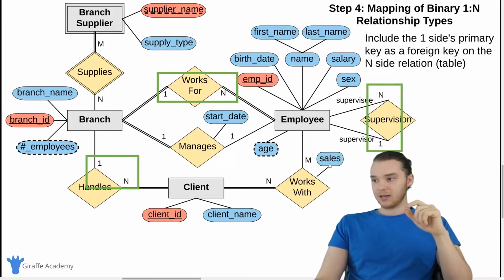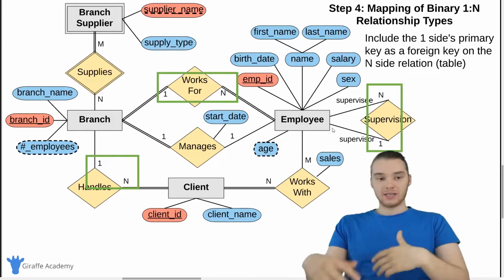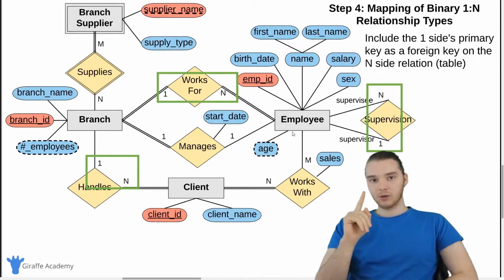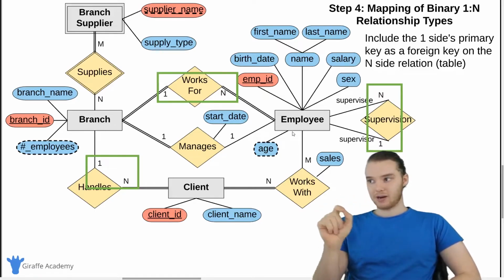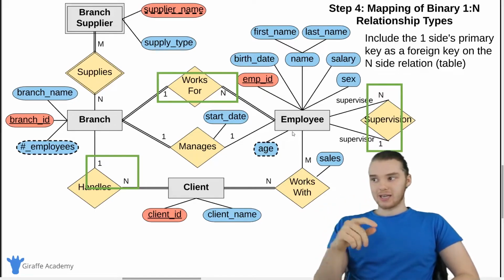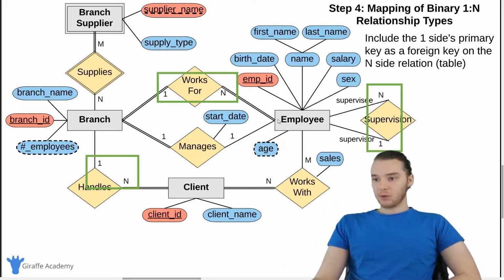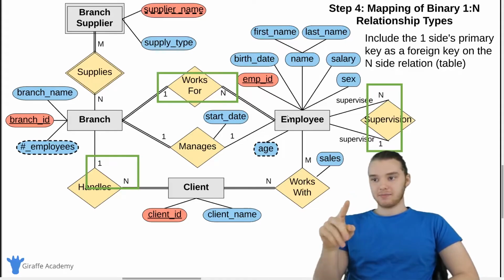So branch handles a client, an employee supervises or is supervised by another employee, and a branch has employees working for it. So basically what we want to do is include the one side's primary key as a foreign key on the n side relation or table. So for example, in this case, we have a branch and an employee. I want to include the one side's primary key, right? In other words, I want to include the branch's primary key because that's on the one side as a foreign key on the employee relation.